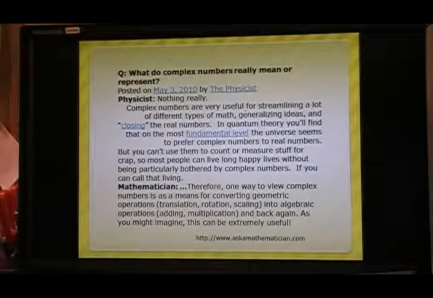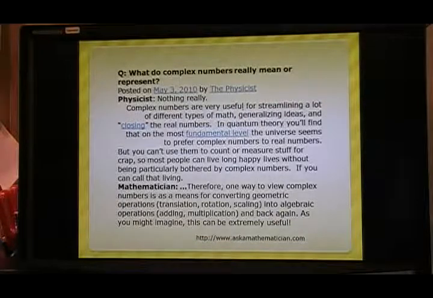The physicist said, quote, in quantum theory, you'll find that on the most fundamental level, the universe seems to prefer complex numbers to real numbers, but you can't use them to count. So most people can live long, happy lives without them, but of course, we wouldn't call that living. And the mathematician gives the more mathematician-type answer, which is basically that a lot of the things that we learn are so that we can do more.